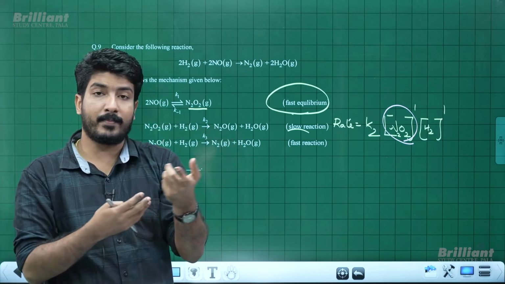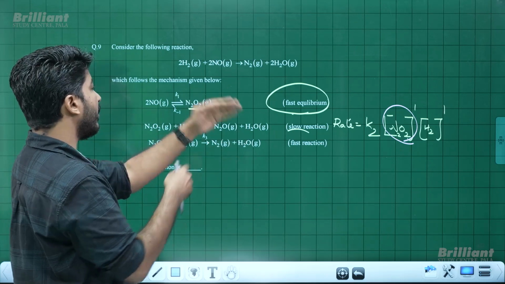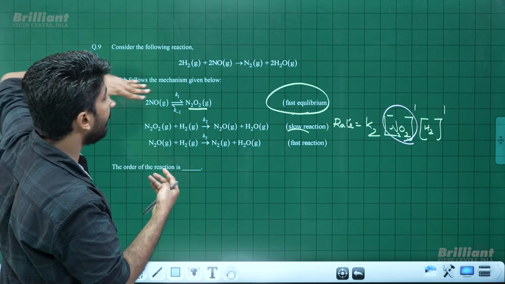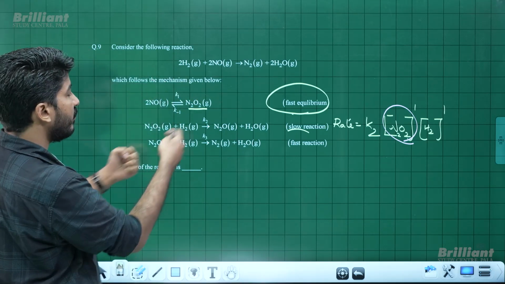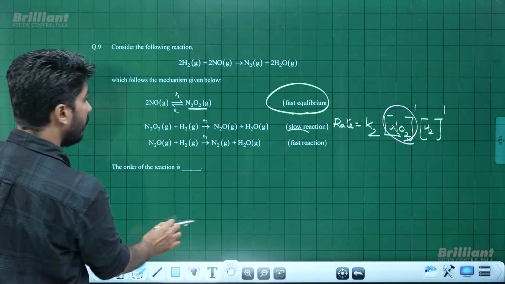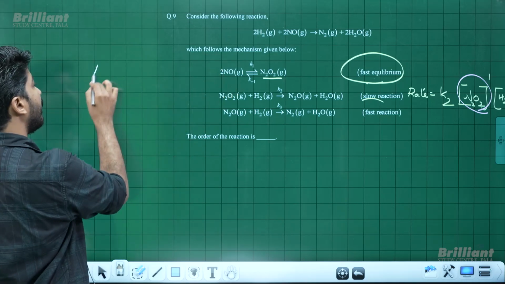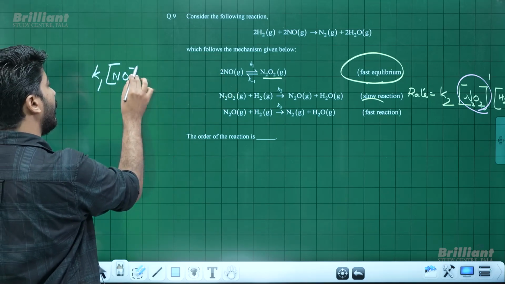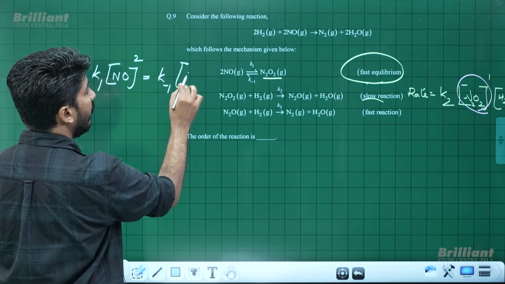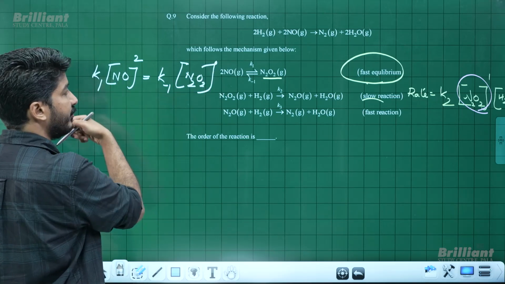So that is a fast equilibrium process, and there we can take the equilibrium approximation. At equilibrium, the rate of the forward reaction is equal to the rate of the reverse reaction, and both are elementary reactions because they are elementary steps of the complex reaction. The rate of the forward reaction is given by k1 into NO squared, and the rate of the reverse reaction is given by k minus 1 into N2O2. So for the first equilibrium we can write k1 into the concentration of NO squared, equal to k minus 1 into N2O2 power 1.